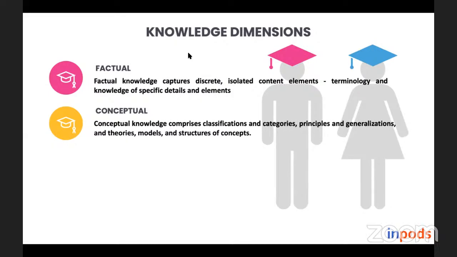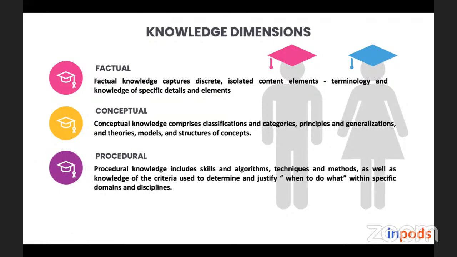But when you start using it for actual use in day-to-day life, then it will become your procedural knowledge, to know how to use it, when to use it, why to use it, what kind of benefits it gives you. So having a deeper understanding of how to use this model becomes your procedural knowledge. But until that point in time, it will remain your conceptual knowledge. The procedural knowledge includes the skills, algorithms, techniques, and methods, as well as knowledge of the criteria used to determine and justify when to do what with the specific domains and the principles.